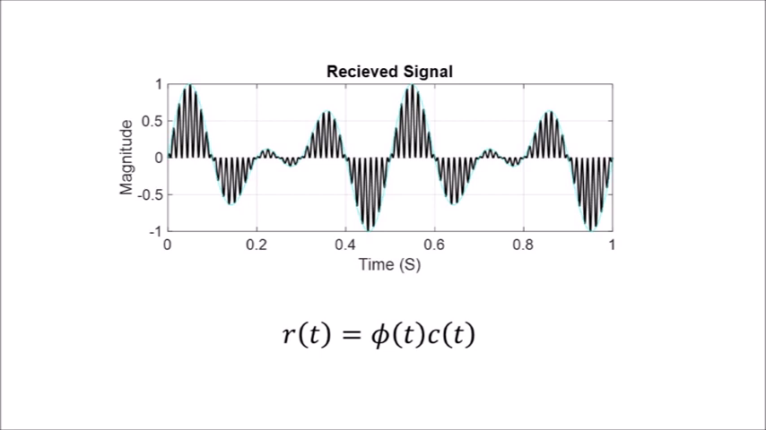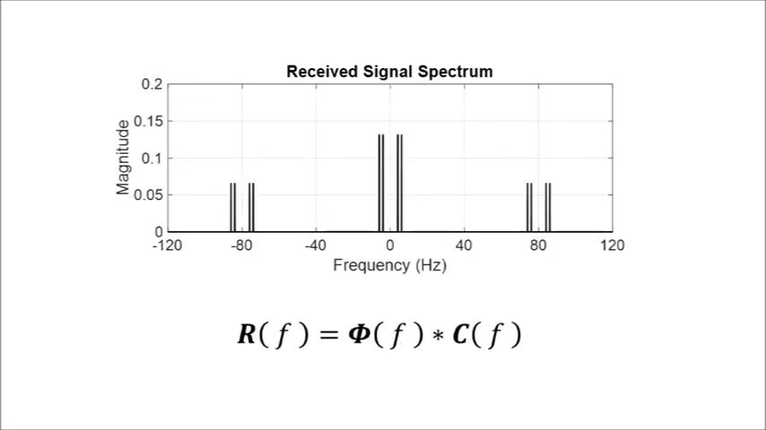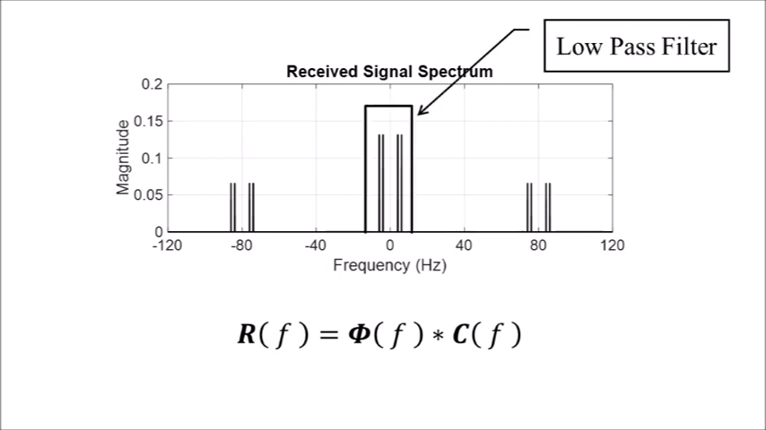When we take the fast Fourier transform of the signal R of t, we get the spectrum that is shown here. You can clearly see the spectrum of the message signal shifted back down to baseband, and you can also see copies of the message signal spectrum shifted to twice the carrier frequency. If we use a low-pass filter, we can easily isolate that portion of the spectrum that has been shifted down to baseband, and you will note that that is a replica of the spectrum of the original message signal.